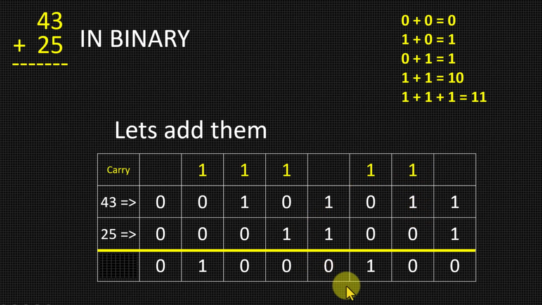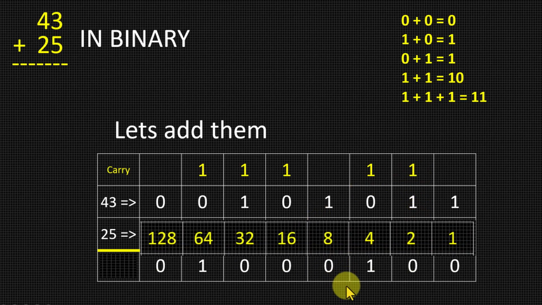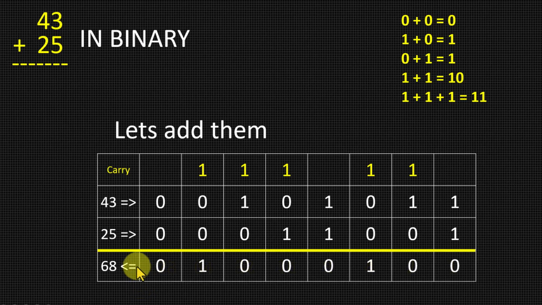Now, converting this to denary again. We have gotten one set of 4 and one set of 64, so that will be 68. So this is changed to 68. So our final answer is 68. As you can see, we can simply perform the addition the same way we do on denaries.